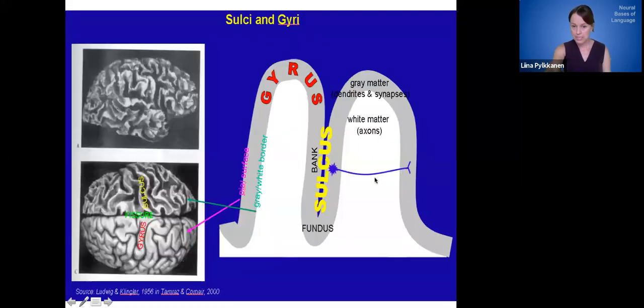Here's another visualization of that. Here you have your gray matter, the cortex housing the dendrites and synapses, and then we have the white matter. Here you can see an example of an axon passing from one part of the cortex to another.